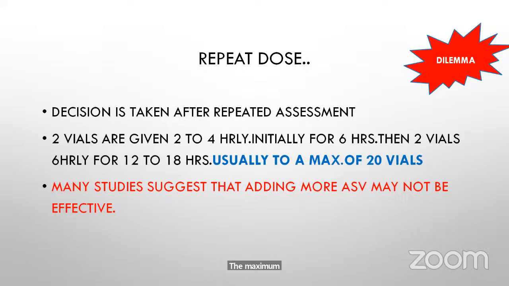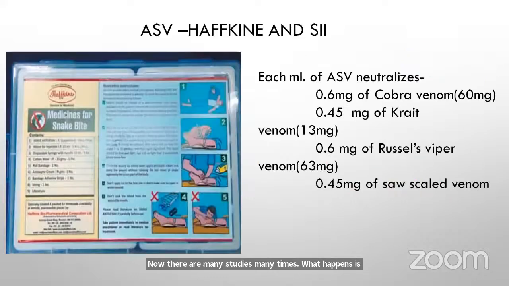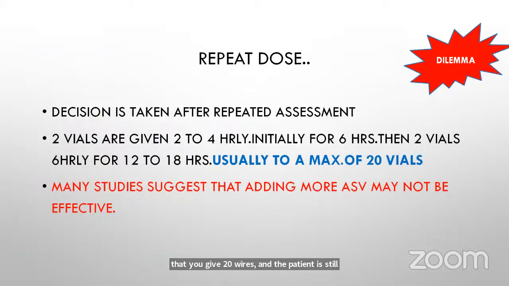Now, many times what happens is that you give 20 vials and the patient is still unconscious or on a ventilator, and there is a temptation to give more vials. No, remember, many studies have suggested that adding more ASV will not be effective. So it's not effective. The maximum you give is 20 vials.